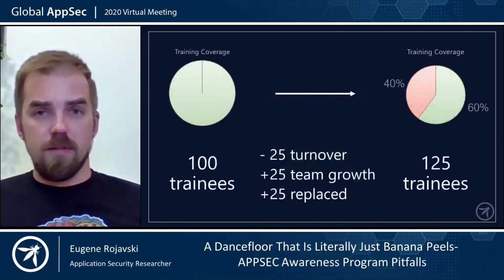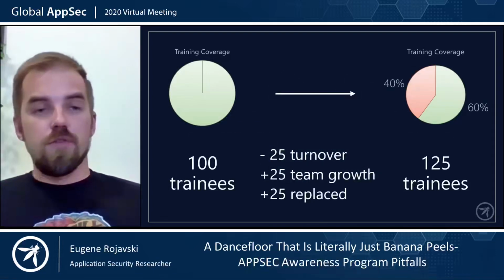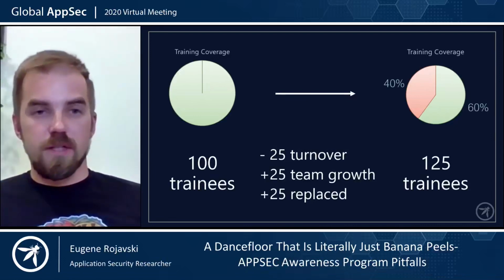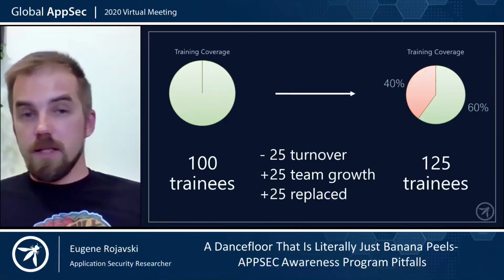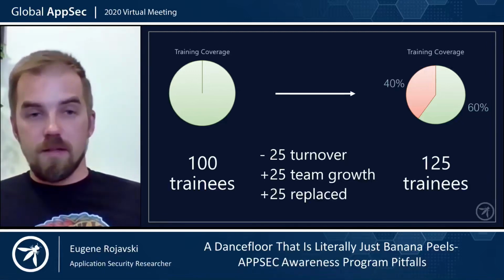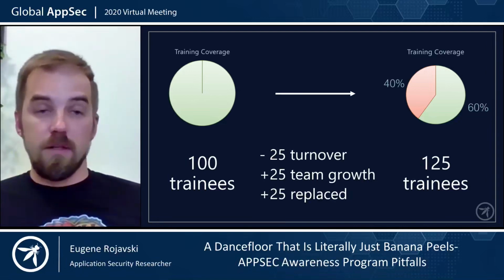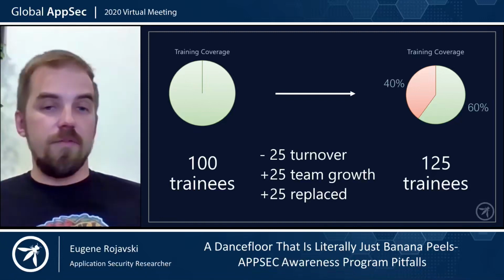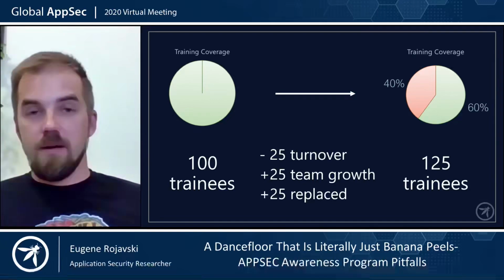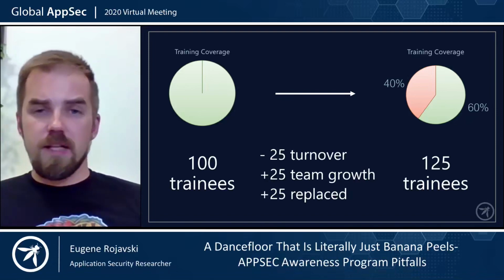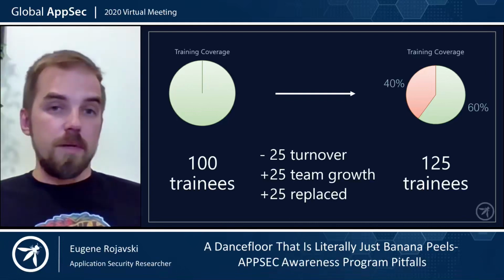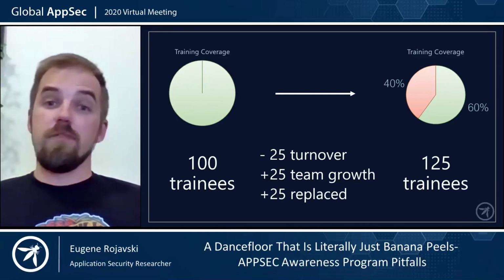So let's take a look at an example. Let's say you have 100 trainees and somehow you manage to train 100% of them. But in a year, let's say 25 people quit and they are replaced with 25 new people, and also there are 25 new positions. So at the end of the year, you have 125 trainees, but only 60 of them are trained. Also, I'm not considering that knowledge fades out, and I bet that the major part of them won't even remember the training that they took a year ago.